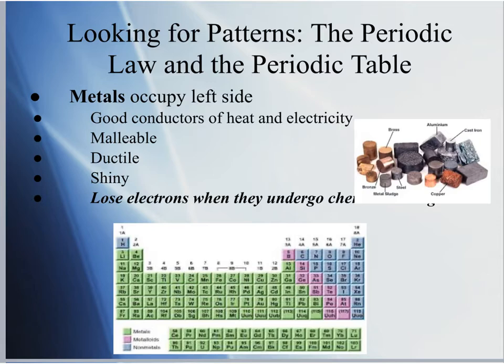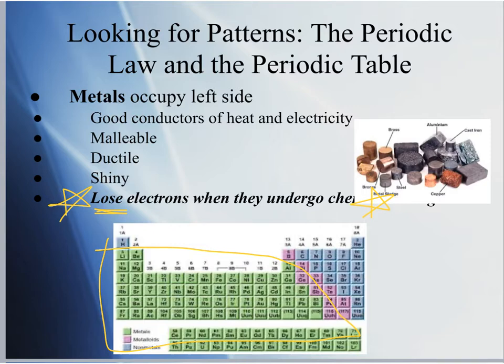All right, so one of the patterns that emerges is that more than half, about 2/3 of the periodic table, is made up of metal type atoms. So everything in green you see there is a metal type atom, and metals are good conductors of heat and electricity. They're malleable, ductile, shiny, and most importantly in chemistry, they are going to lose electrons when they undergo chemical reactions. Okay, so metals lose electrons. We need to remember that. Put that in your brain.